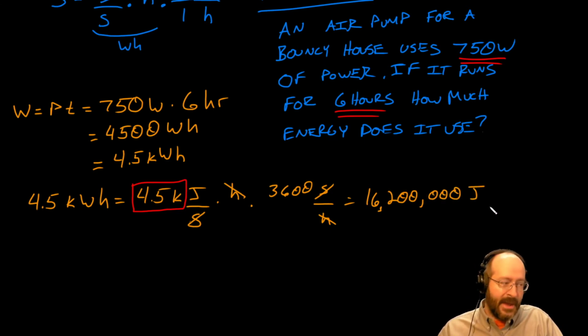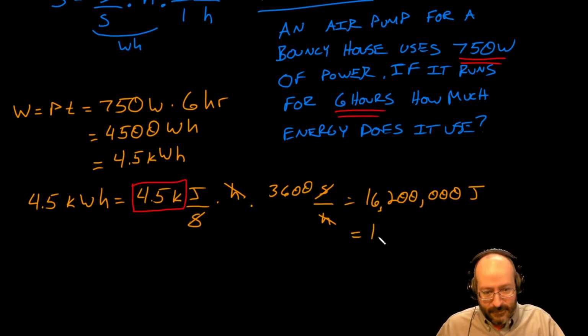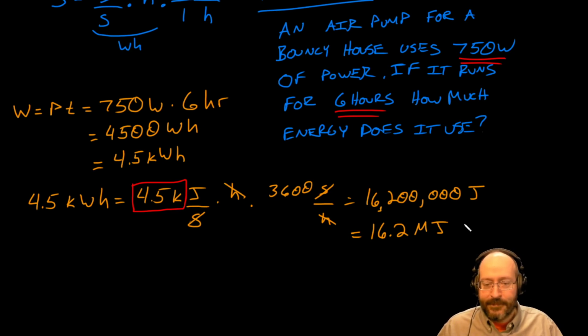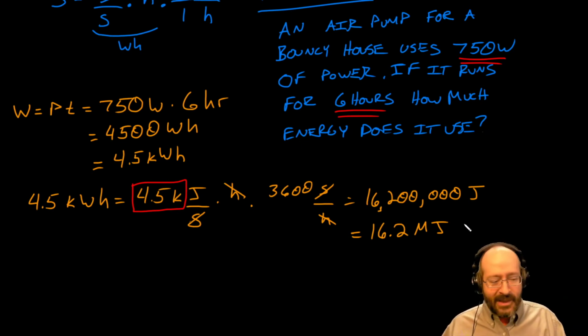joules. And here's why we use SI prefixes, because that is 16.2 megajoules. Okay, stupid unit of energy, kilowatt hours. Not the worst unit of energy. I think I'm going to leave the next one to another video, and I'll do the stupider unit of energy for you, and I have another example for that one.